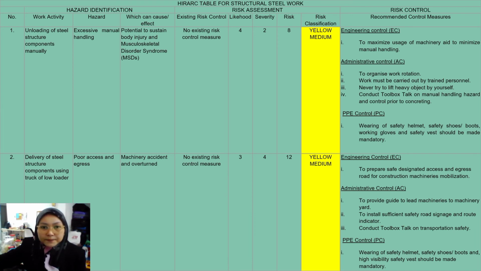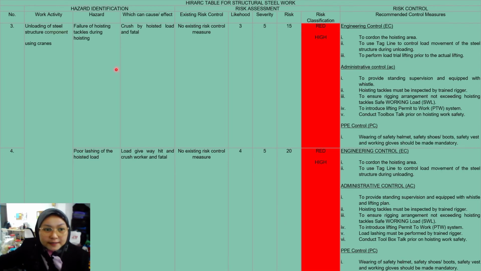The first hazard is excessive manual handling, and the second hazard is poor access and egress. The third hazard is the failure of hoisting tackle during hoisting, which can cause a crash by the hoisted load, and fatality. The risk classification is red, high. Next is the false lashing of the hoisted load, which can cause the load to give way, hit and crash a worker, and fatality. The risk classification is also red, high.